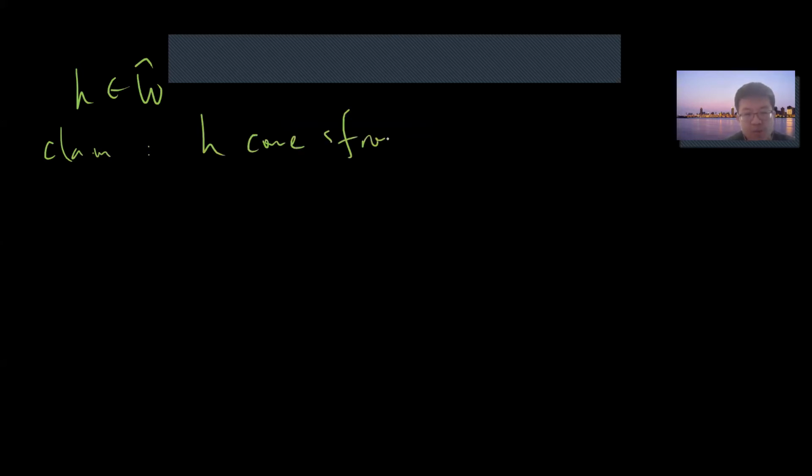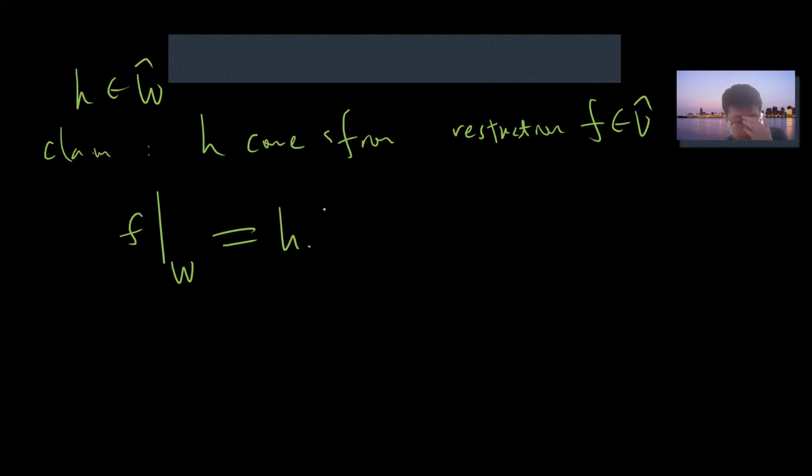Yeah. So let's quickly see why T is onto. Take h belonging to W hat. I want to claim that h comes from restriction. So you can find some f in V hat such that f restricted to W is the same as h. Okay, so this is the goal.